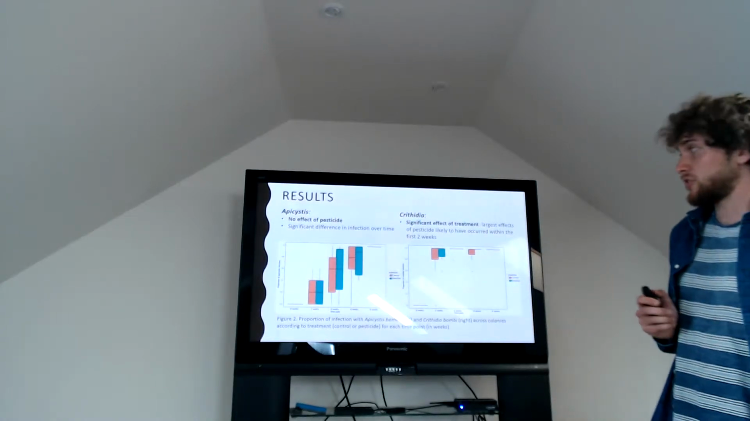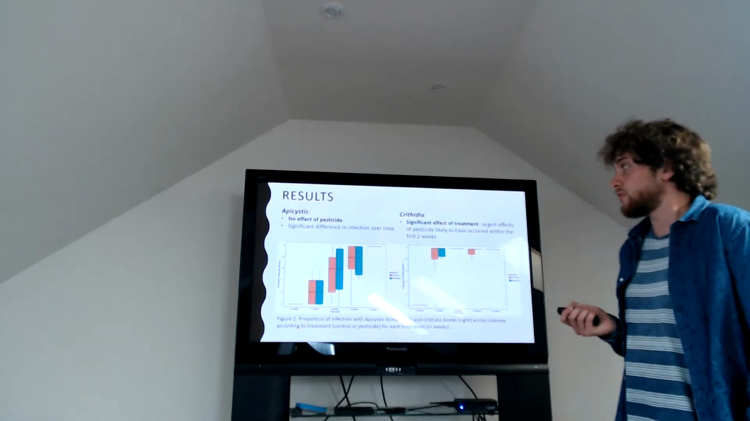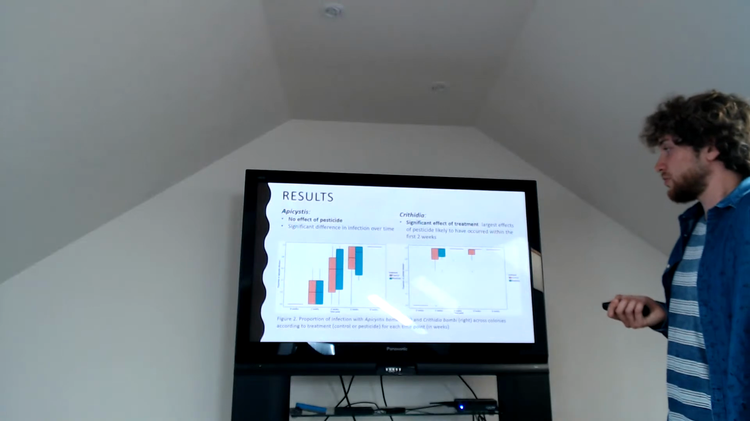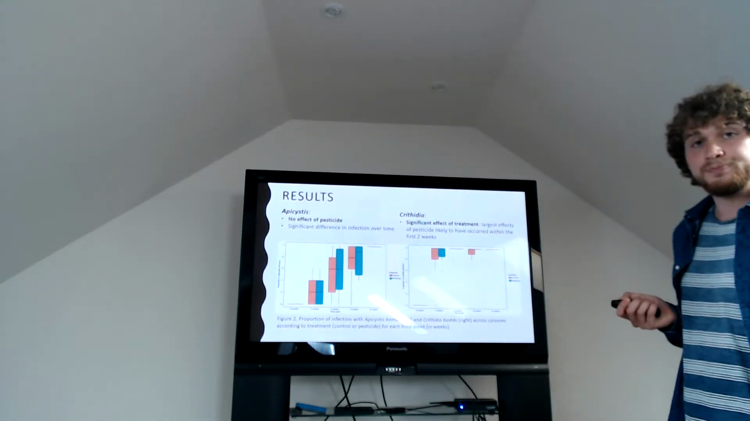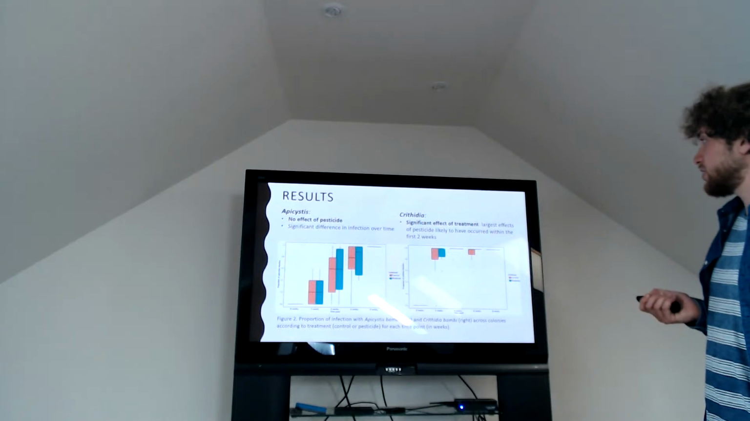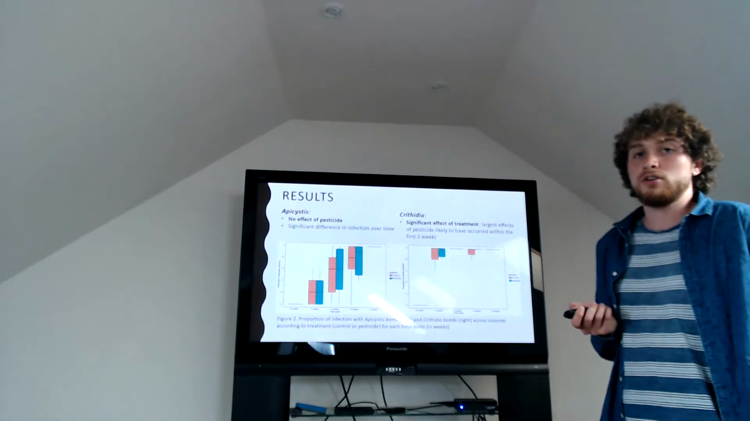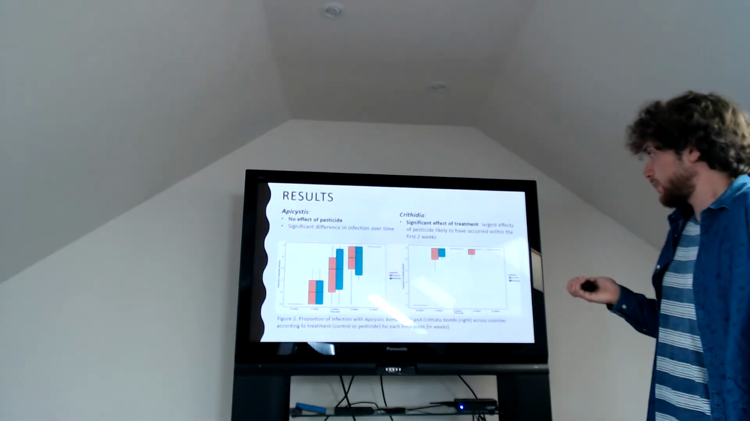And then what we were most interested in was whether there was an effect of pesticide. So for Apicystis, we didn't find any effect of pesticide, which is a good thing. There might have been one, because of how we did our research, but still a good thing. And for Crithidia, we did find there was a significant effect of treatment, and that pesticide increased the chance of a bee getting disease. So not a good thing at all.